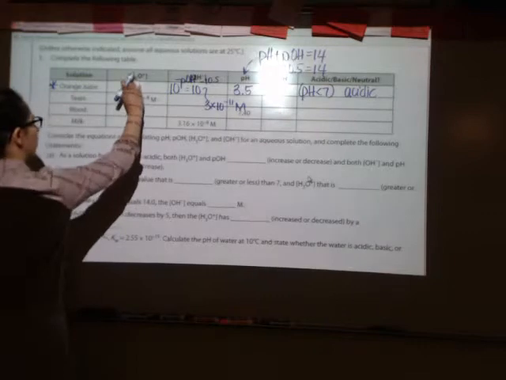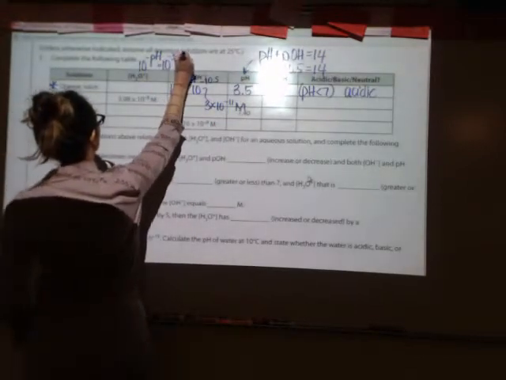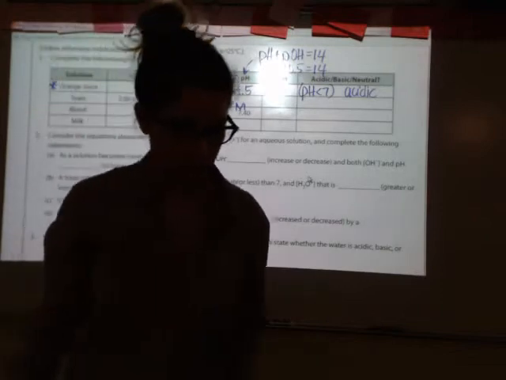If I want hydronium ions, it's 10 to the negative pH. So 10 to the negative 3.5. Yeah, so 3 times 10 to the negative 4. Can everybody do that? Okay. Let's go on to number 2.